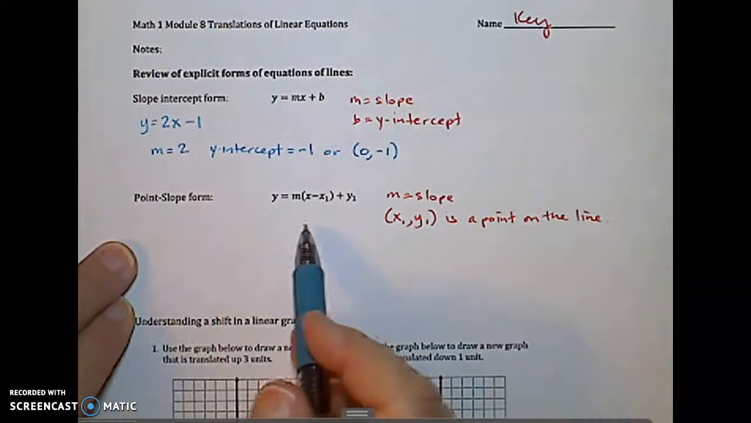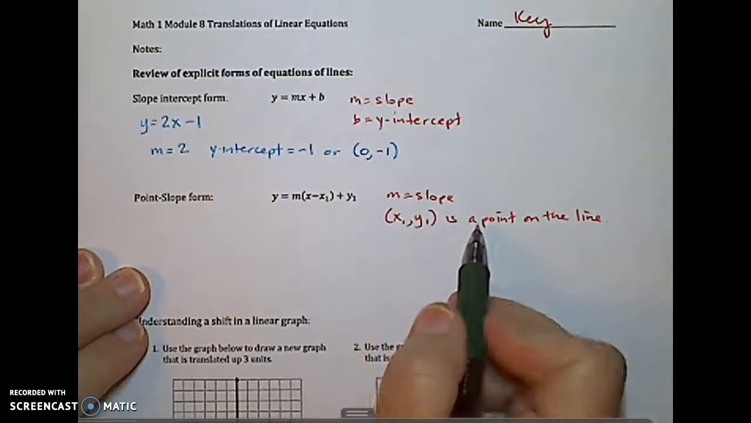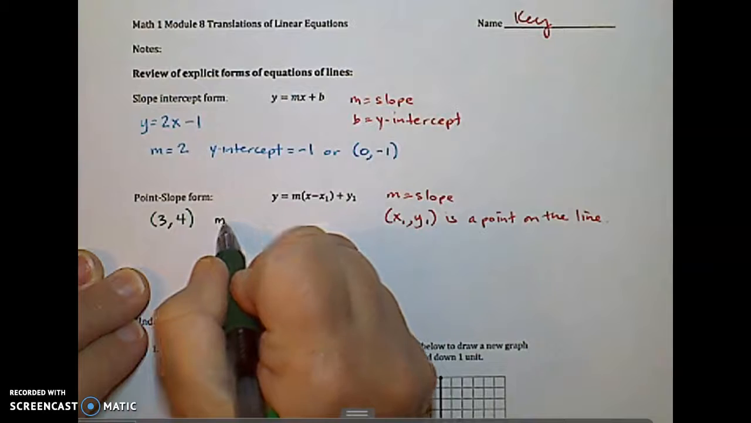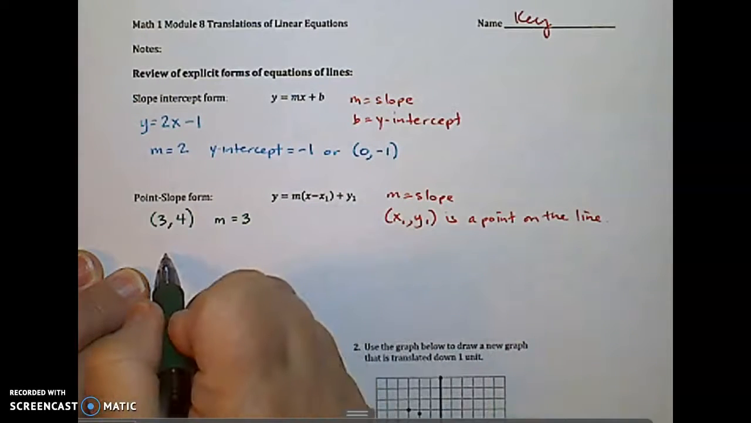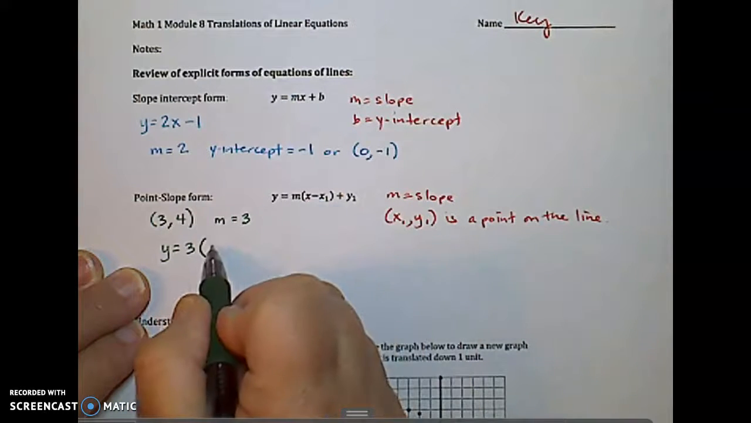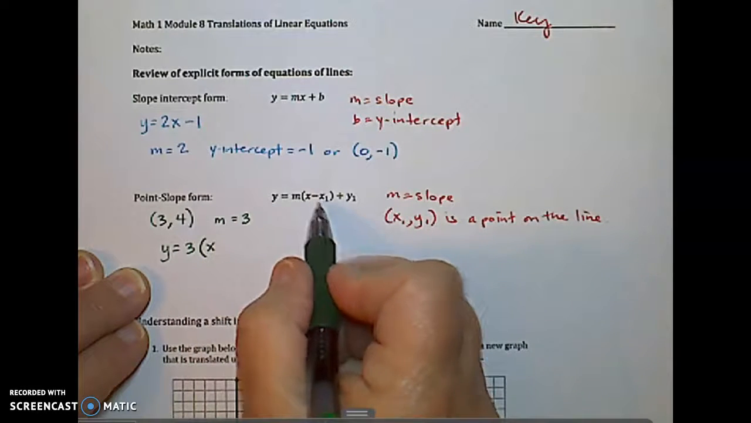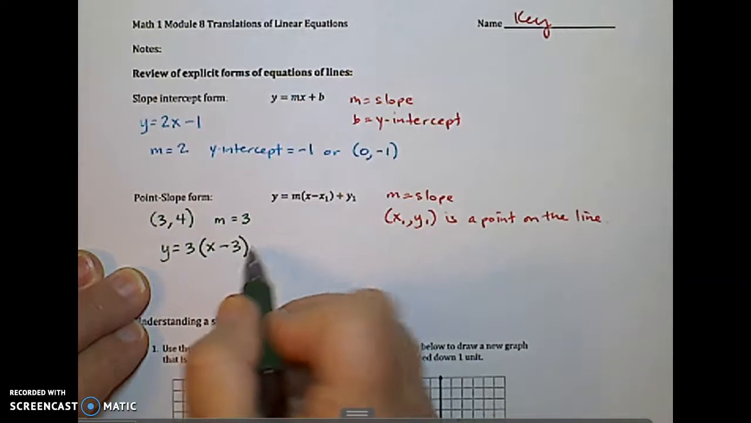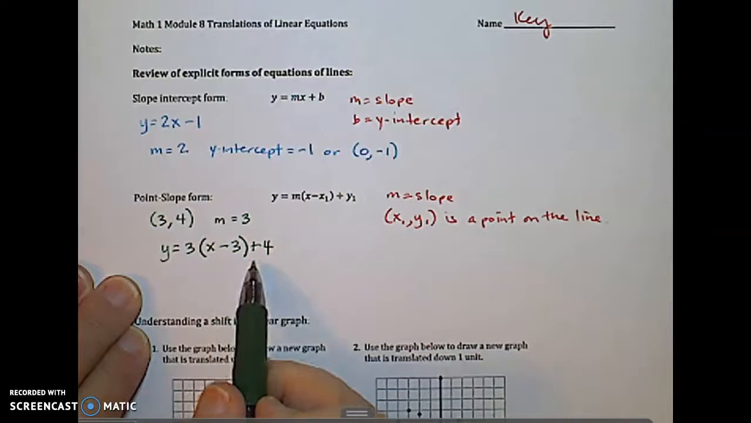In point-slope form, basically what you have is, you have it a couple different ways. Let's say you would get a point on the line. Let's say we have a point (3, 4). And let's say that we know the slope is equal to 3. So we could build this equation of the line by saying y equals slope of 3, open parentheses, x stays the same, so the y and x without the subscripts stay exactly as they are. And then minus x1, so minus 3, close parentheses, and then plus y1, so plus 4. This is point-slope form.